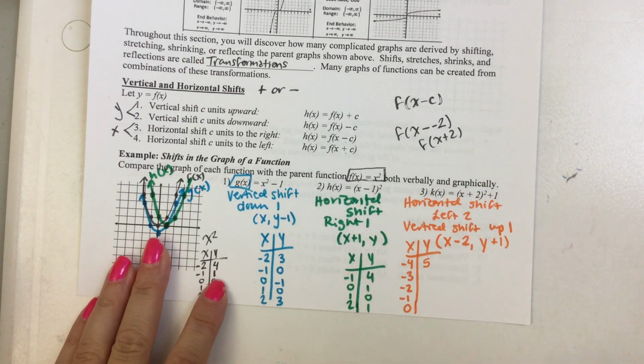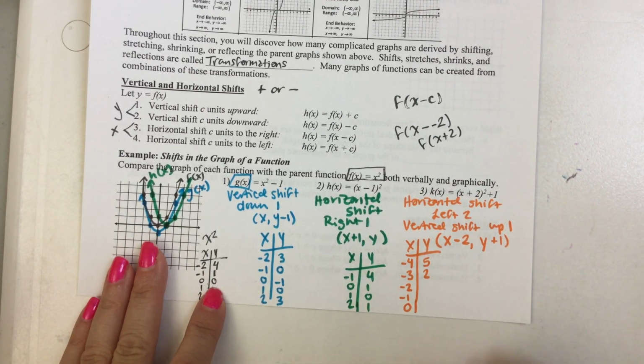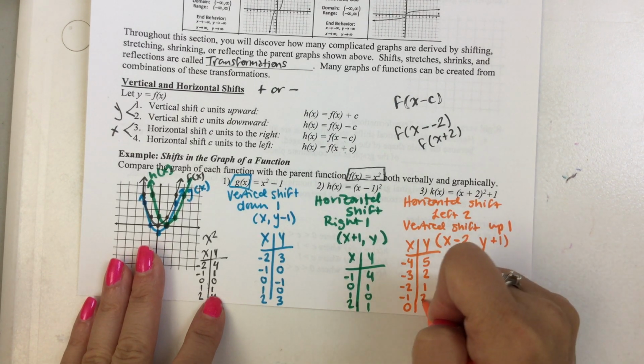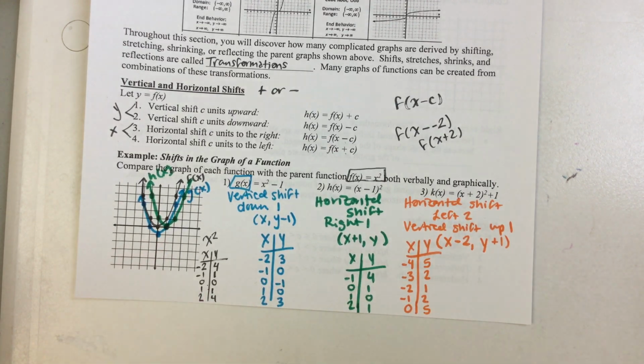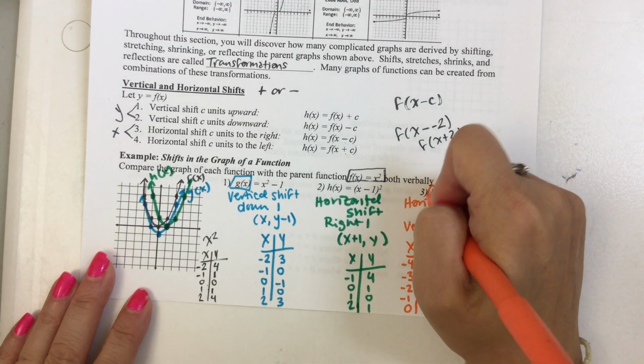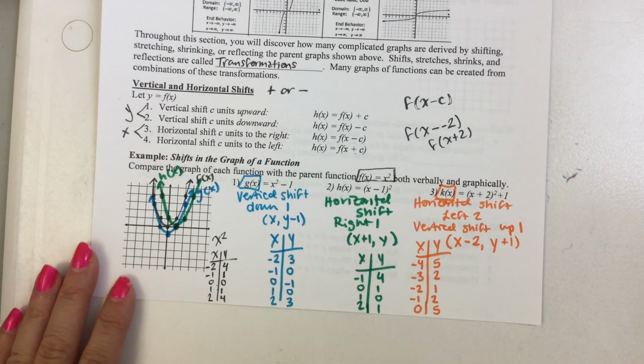4 plus 1 is 5. 1 plus 1 is 2. 0 plus 1 is 1. 1 plus 1 is 2. 4 plus 1 is 5. Graph those on the same grid. This represents k of x.